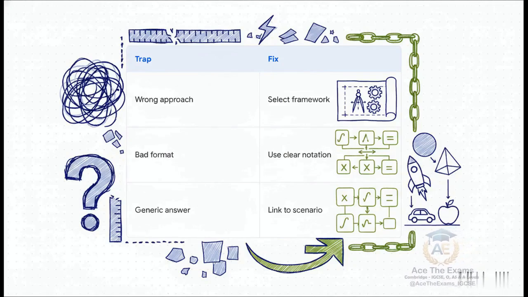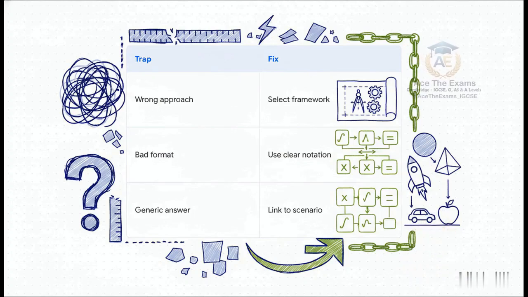I want you to imagine a 60-second countdown timer running right now. We are going to spot the examiner traps directly from the principal examiner reports. Trap 1. Using the wrong approach for the context. I see students trying to apply a linear model when the text explicitly implies an exponential decay. The fix? You must select the specific analytical framework the text demands based on the keyword scan.